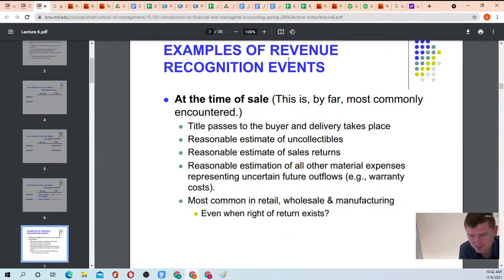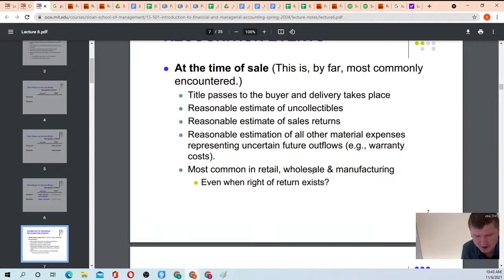Examples of revenue recognition events. These events do not change much in the new revenue guidance. So for example, title passes to the buyer and delivery takes place. So when we pass the title, we recognize the revenue. Reasonable estimate of uncollectibles, reasonable estimate of sales returns, reasonable estimation of all other material expenses. Most common in retail, wholesale, and manufacturing. So if you are in a reasonably simple business where you just sell stuff and you do not upsell any extra services to that stuff, then you just recognize the revenue when title passes.